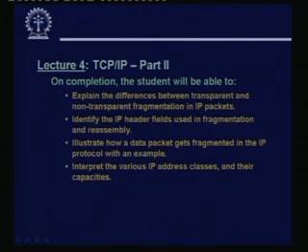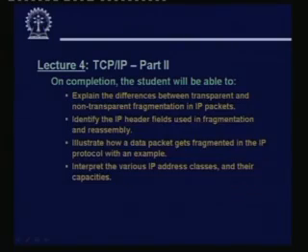In the fourth lecture, TCP/IP part 2, we proceeded with our discussion on IP packets. We first talked about fragmentation, how IP packets are fragmented and what the fields in the IP headers are that are used in the process of fragmentation. We had mentioned that IP uses non-transparent fragmentation, in the sense that it is the responsibility of the final destination to put together all the small pieces of fragments to recreate the original packet.